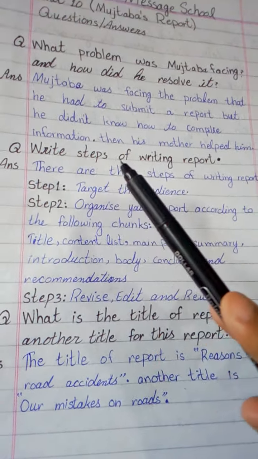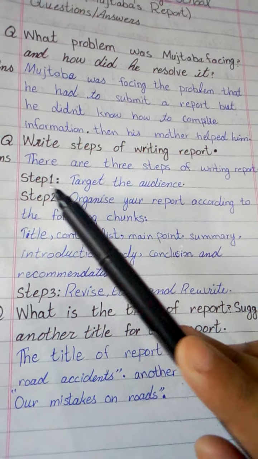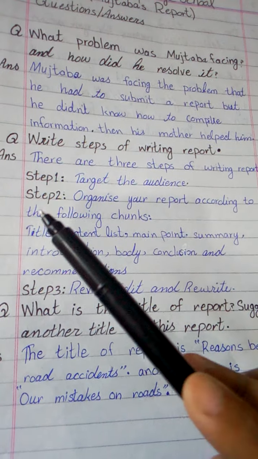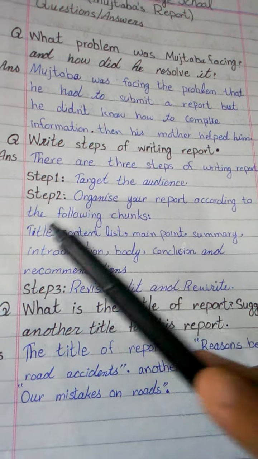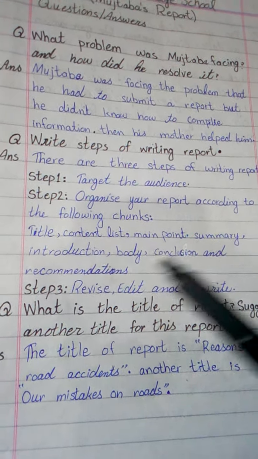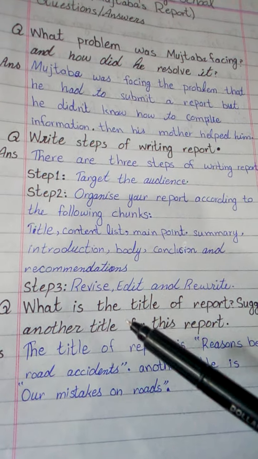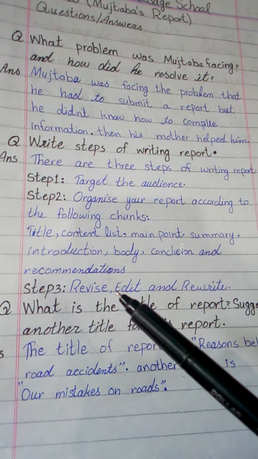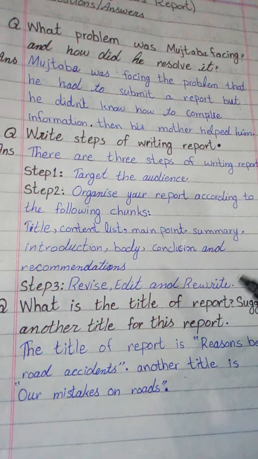Let's read once again. Write steps of writing report. Answer is, there are 3 steps of writing reports. Step 1. Target the audience. Step 2. Organize your report according to the following chunks. Title. Content. List. Main point. Summary. Introduction. Body. Conclusion. And recommendations. Step 3. Revise, edit and rewrite. Report ko revise karein, edit karein and rewrite karein.